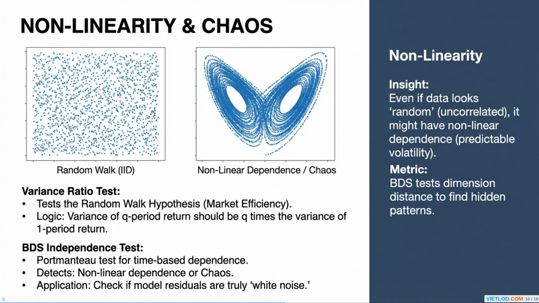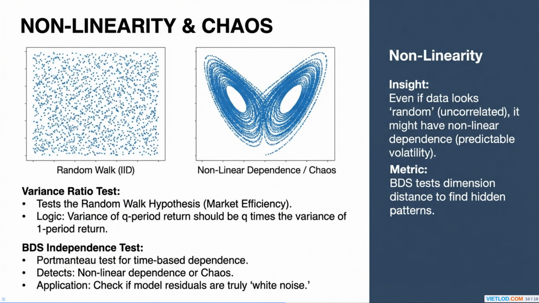Sometimes, a time series might appear to be random white noise. It has zero autocorrelation. However, it can still contain predictable nonlinear patterns. This is often seen in financial volatility, which tends to cluster. The variance ratio test is a simple way to test the random walk hypothesis. The logic is that for a true random walk, the variance of a Q-period return should be exactly Q times the variance of a one-period return. Deviations from this suggest predictability.